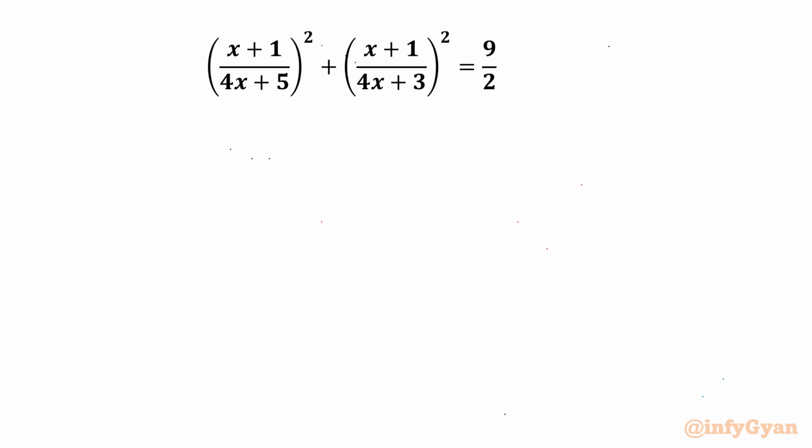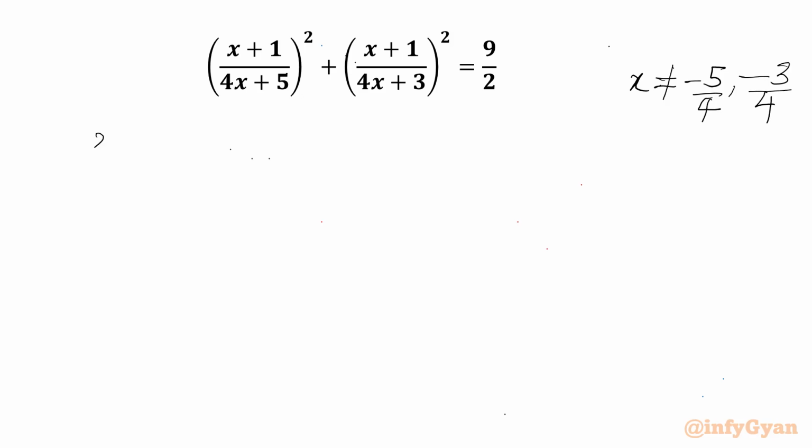In this video we have one very interesting rational equation. Let's solve together. So denominator cannot be 0. I will write our answer: x can't be negative 5 over 4 and negative 3 over 4.